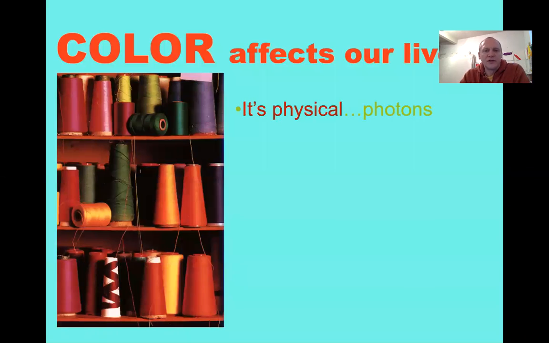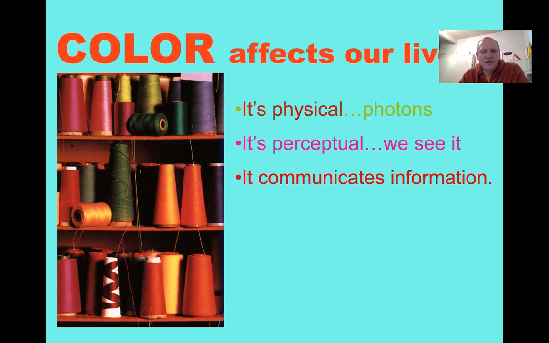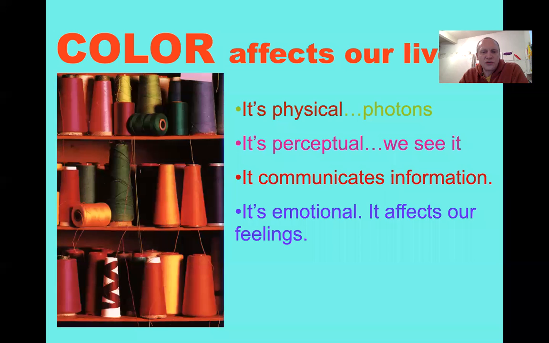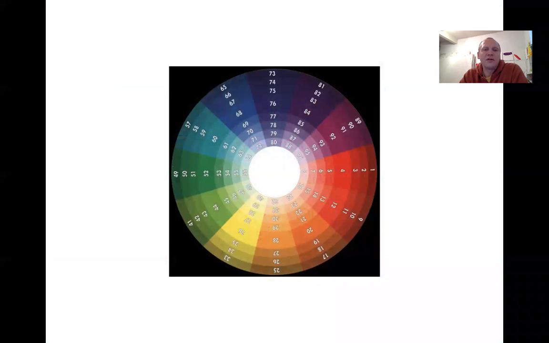So color affects our lives. It's physical, so it's made up of photons. It's perceptual, we see it. It communicates information. It's emotional, it affects our feelings. It functions like language. And here is a basic color wheel. You can see the relationship of all the colors and how they're mapped out.